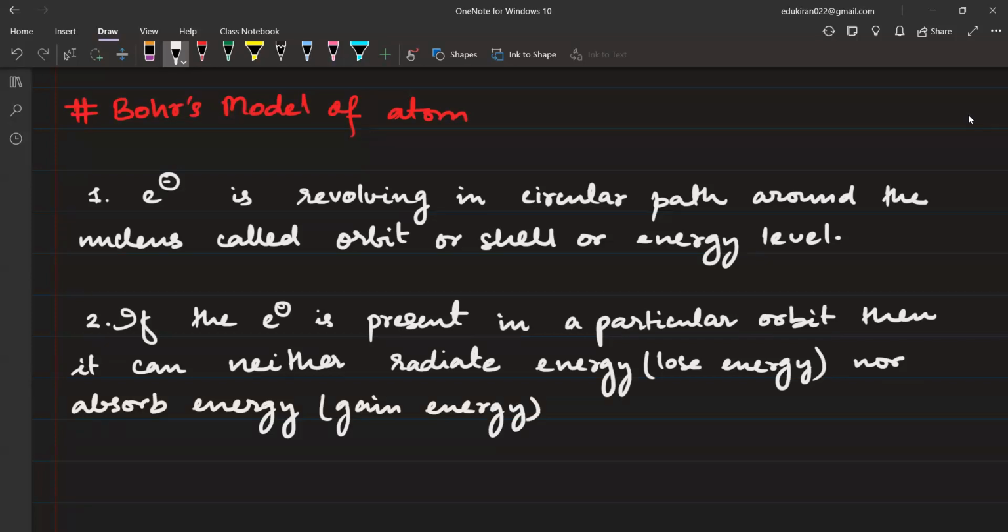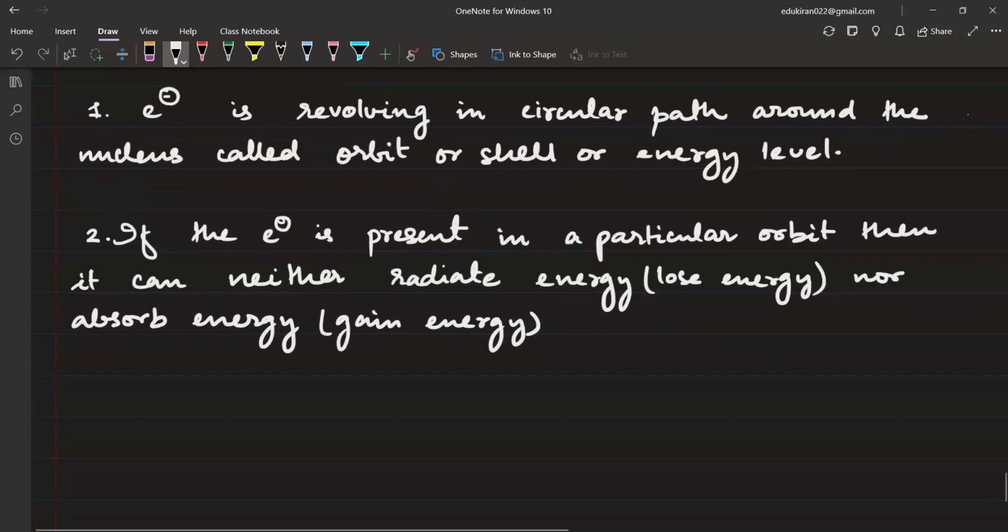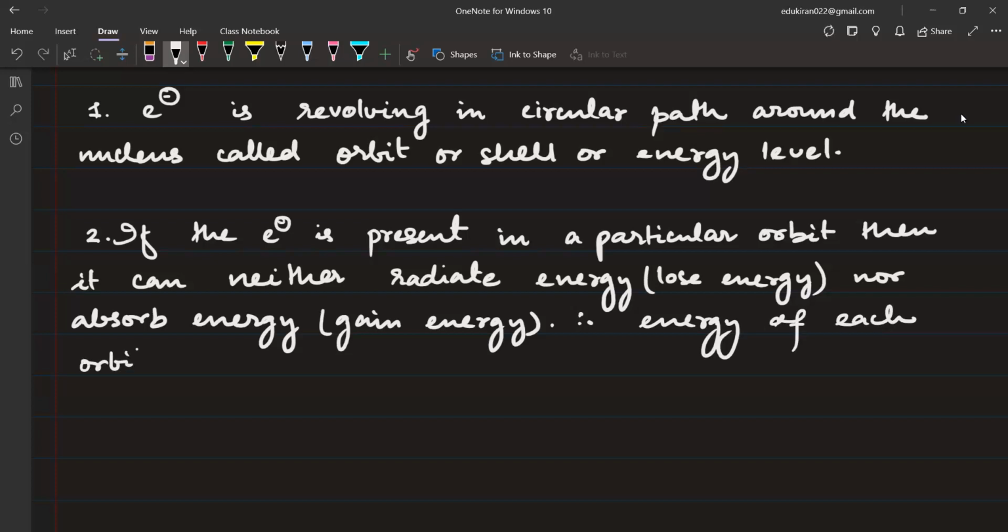And please remember, when I say when electron is present in a particular orbit, that means while circling, you may feel that in circling there is some kinetic energy used. So some of the energy is used as kinetic energy, so energy will be lost for the electron. That does not happen. In a very small level, that does not happen. So when the electron is orbiting, it is not losing energy, neither it is gaining energy. So energy of each orbit is fixed. Therefore, we can write energy of each orbit is fixed. Right, next.